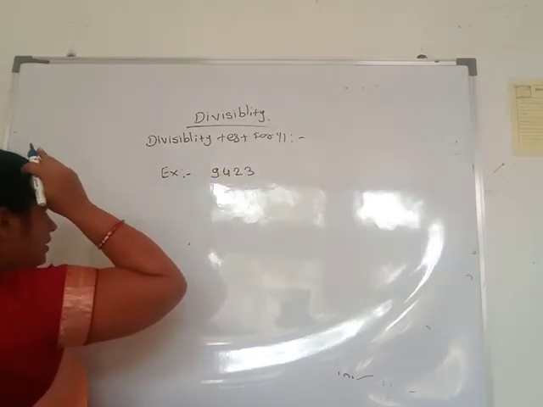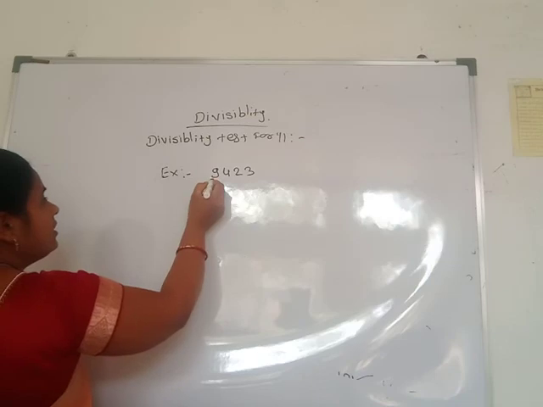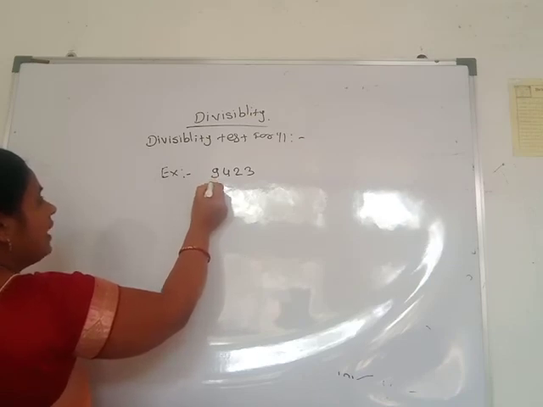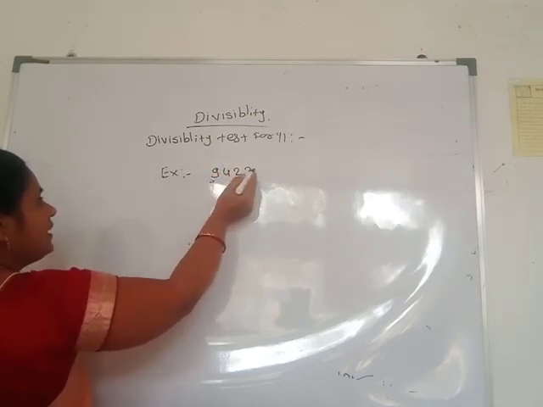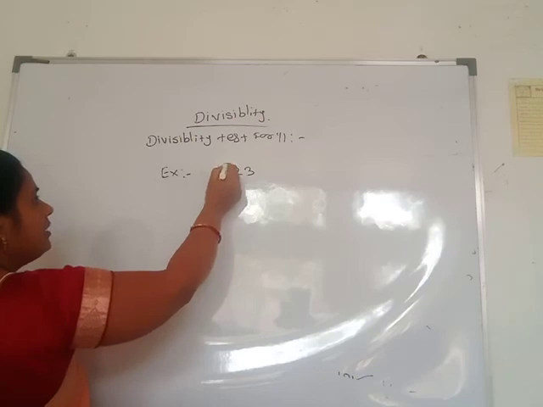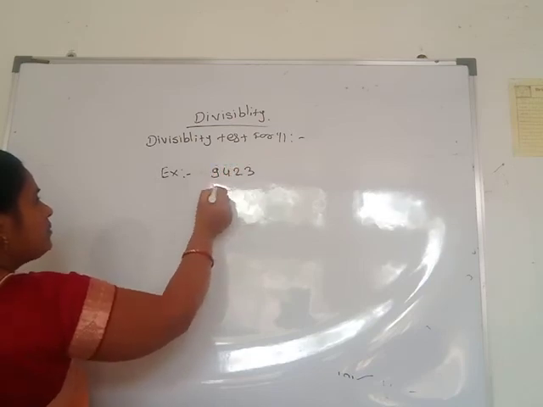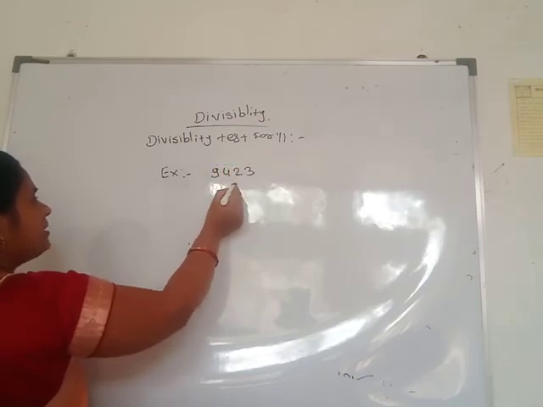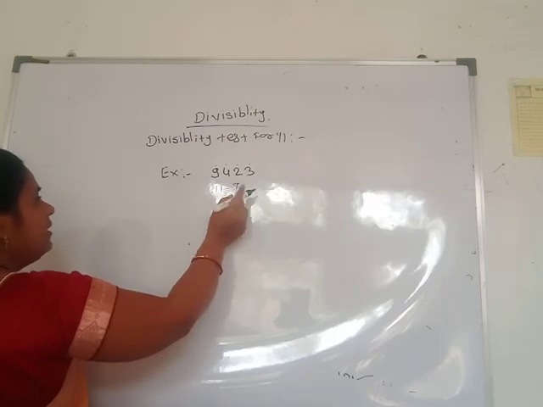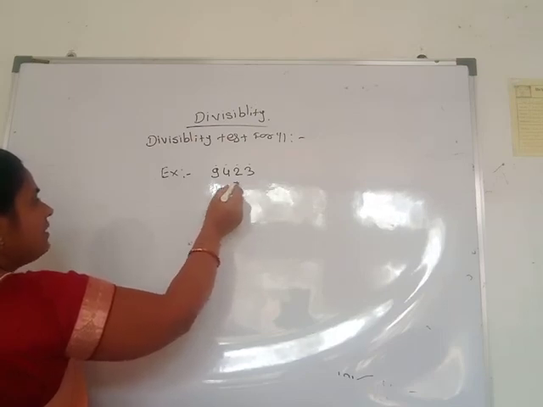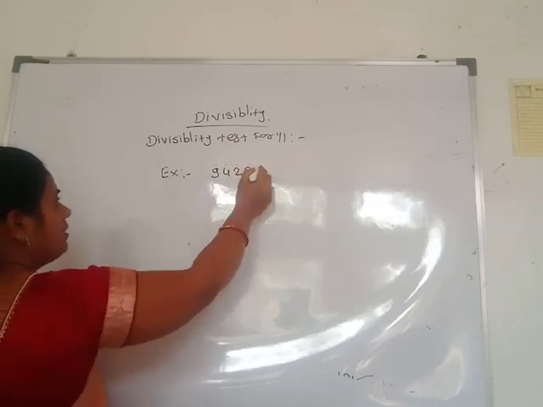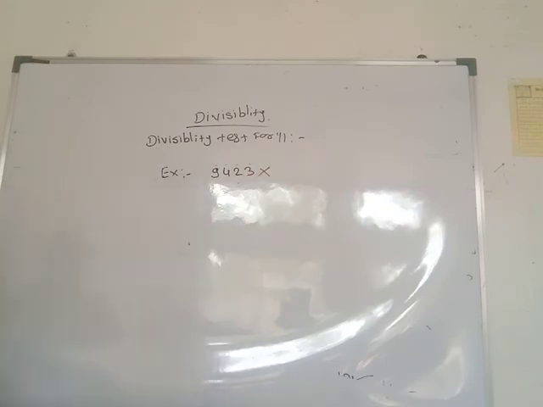Then see the example here. Take the digits in the even places and odd places respectively. 9 plus 2, 11, minus 4 plus 3, 7. 11 minus 7, 4. Is this number divisible by 11? No. This number is not divisible by 11.